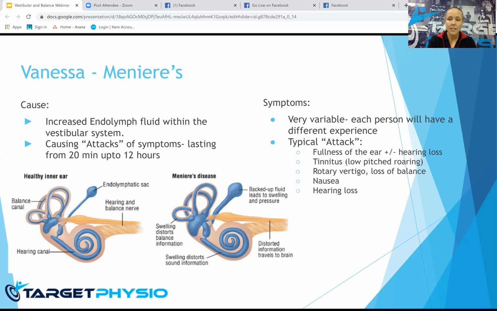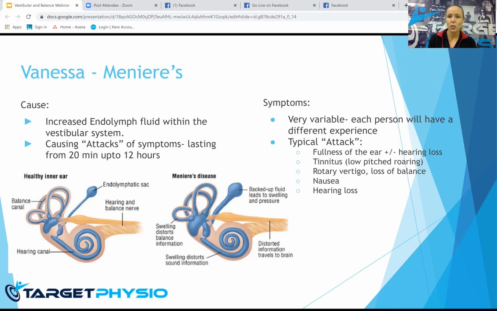So Meniere's disease is a vestibular condition where there's an increased amount of the endolymph fluid within the vestibular system. This can cause attacks of vestibular symptoms, including dizziness, fullness of the ear, rotary vertigo, so that world spinning vertigo, loss of balance, nausea, and hearing loss. So we'll often talk about Meniere's coming in attacks of dizziness.